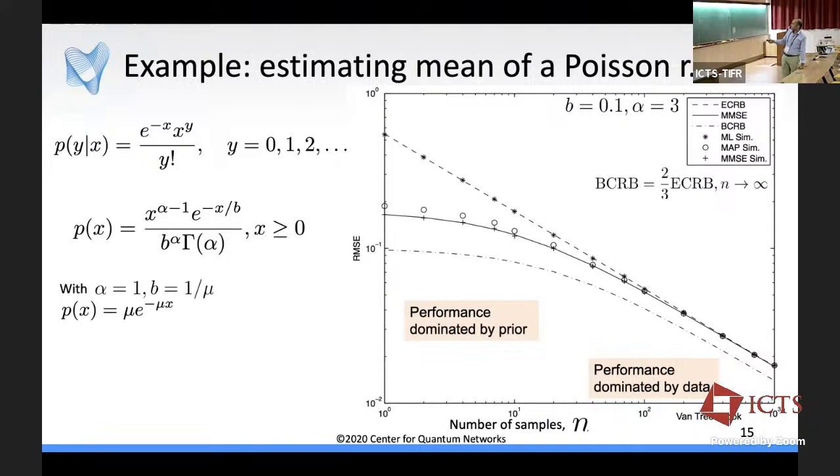But this is that BCRB, that Bayesian Cramér-Rao bound that I talked about. And see that this is a loose bound. It's a bound to the MMSE, but it's not a good bound in this case, because there is no estimator that will attain it. The minimum mean squared error is above it.